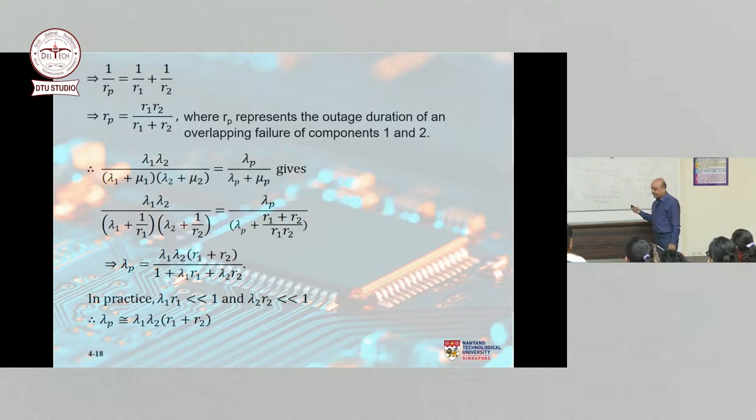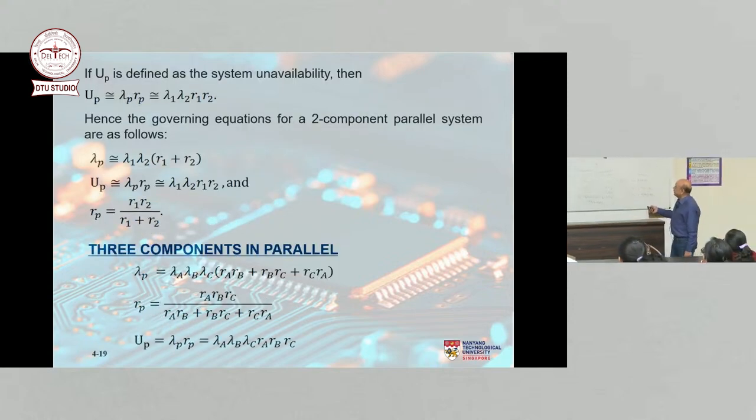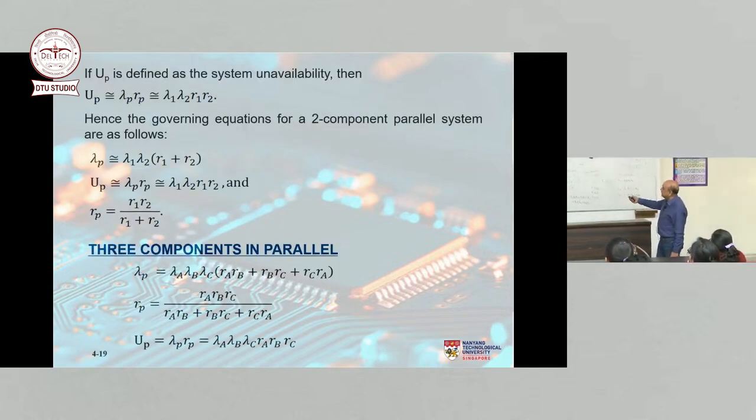And a little later, when we see that there are three components in parallel, you will find that the equation has lambda 1, lambda 2, lambda 3, and then over here is r square. So therefore you will have to divide by 8760 twice. Okay? Just to alert you that that's going to happen. Okay? So these are the equations for the parallel system.